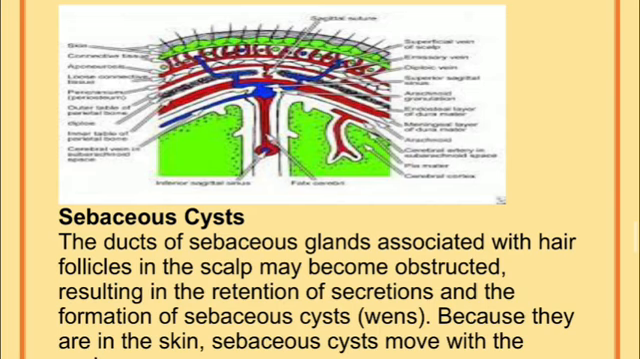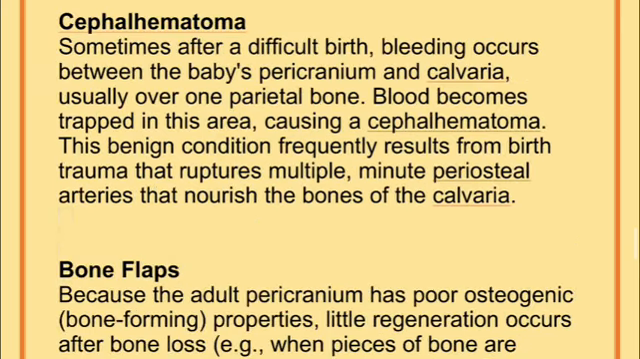Sebaceous cysts. The ducts of sebaceous glands associated with hair follicles in the scalp may become obstructed. What happens when such ducts are obstructed? You have retention of secretions and there is formation of sebaceous cysts. So the sebaceous cysts are in the skin, and thus the sebaceous cysts move with the scalp.